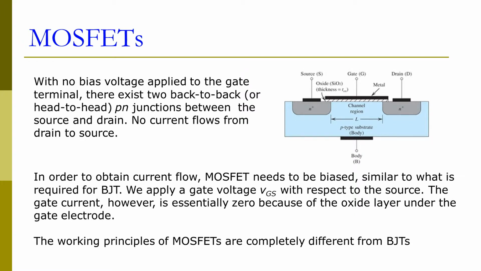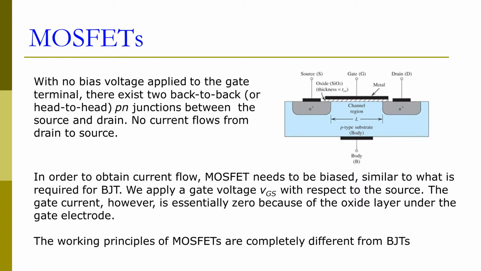Now, if we don't have any bias voltage applied to the gate terminal, because the body is one type, the source and the drain will be another type. In this particular case, we have a body as a P type and the source and the drain as N type. And then we are going to form the two PN junctions from the body to the source and from the body to the drain. These two PN junctions will be back to back. And this junction will prevent any current flow from the drain to source.